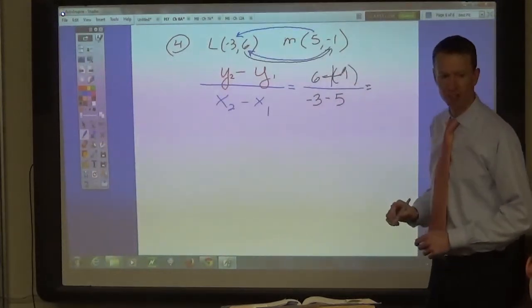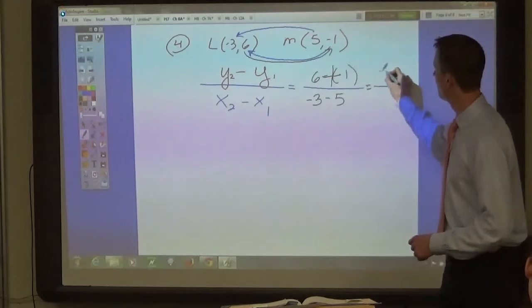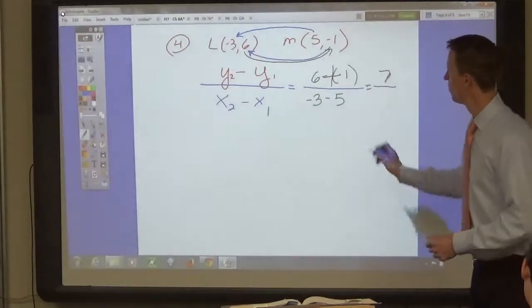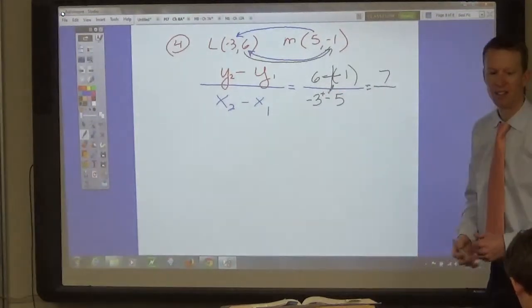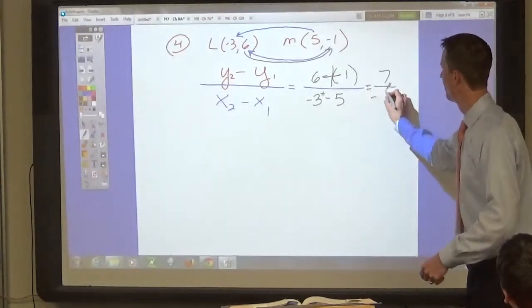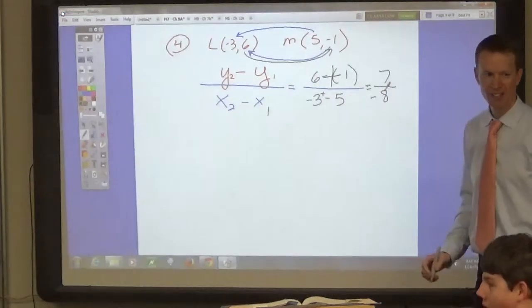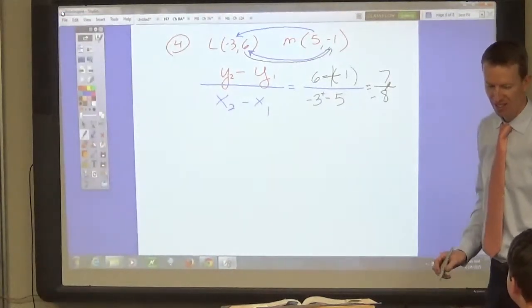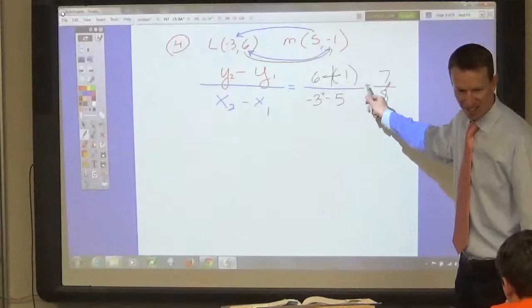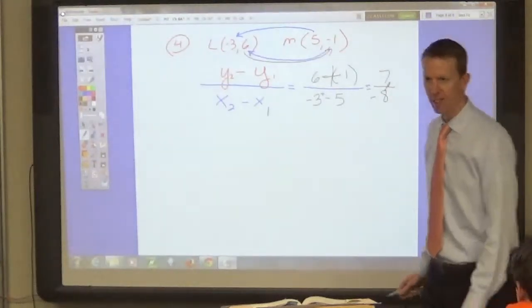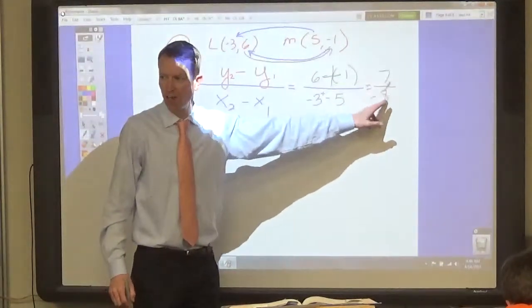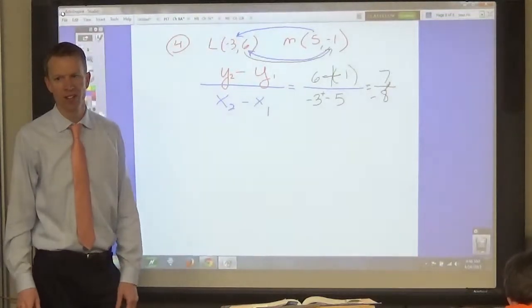Minus minus equals plus. So this is 7 over what? 2. No. Insert a plus sign. Lydia? -8. -8. What? -8. Yeah, -8. Okay. Did you get it? All right. You should copy these down so you practice it. Slope is always written either as a fraction or a whole number over 1.